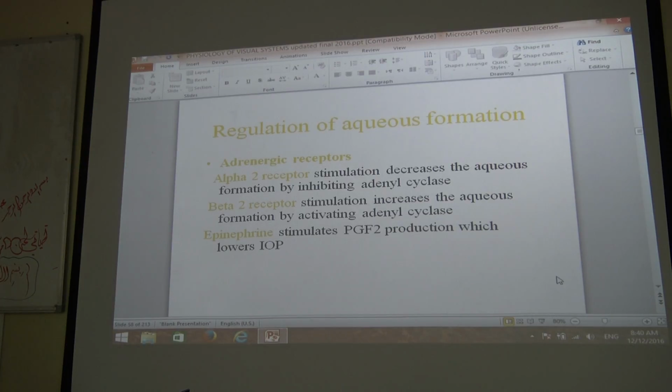Now drainage. Cholinergic innervation opens the canal of Schlemm and increases removal of aqueous humor. So cholinergic or parasympathomimetic drugs increase drainage of aqueous humor. Anticholinergic drugs will decrease drainage of aqueous humor. Atropine will increase the intraocular pressure because it will decrease the drainage of aqueous humor from the canal of Schlemm.